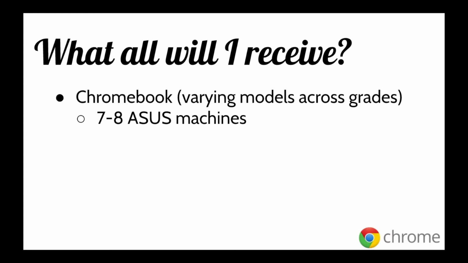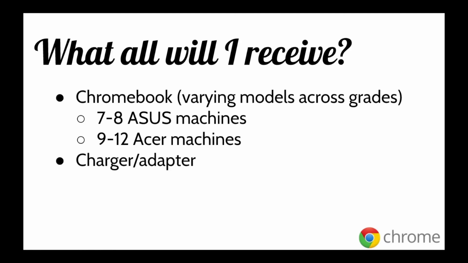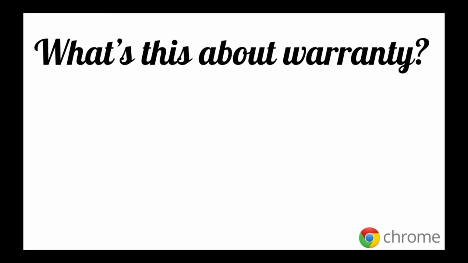So I guess going into detail here, grades 7 and 8 are going to be getting ASUS machines, and 9 through 12 are going to have the Acer machines that we saw last year. You'll also get a charger and adapter, and that's it. No cases, no shells, no protectors, nothing of that sort this year. You're getting simply the device and the charger that comes with it.